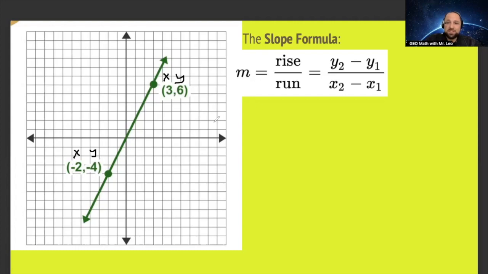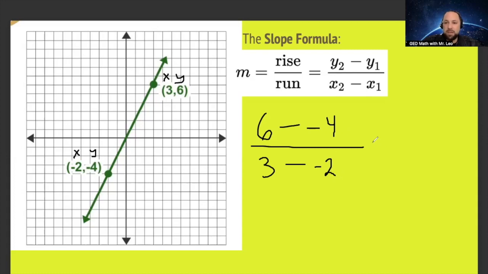So I'm going to start with the first thing I see. I see the 3 first. So, no, my bad. I see the 6 first. We got to start with the y's. Make sure you start with the y. Okay. 6 on top, subtraction sign from the formula, take the other y value, 6 minus -4. Okay, on bottom, since I started with the 6, I must start with the 3. Subtraction sign from the formula, and the other number, -2.